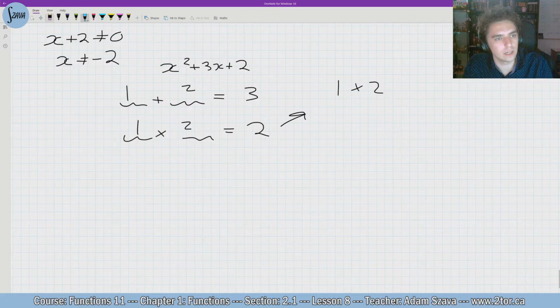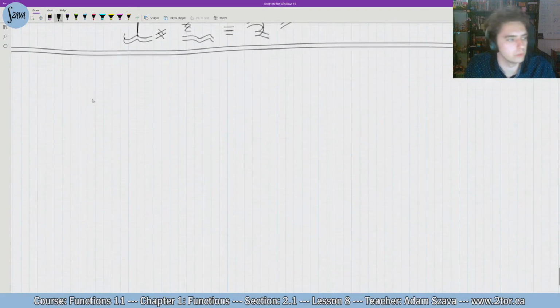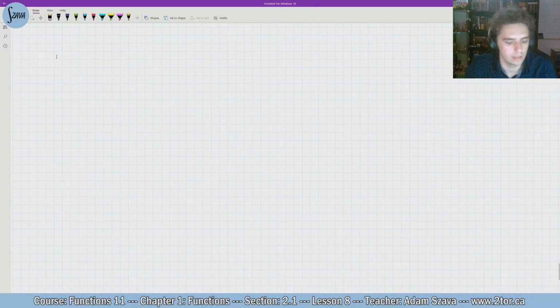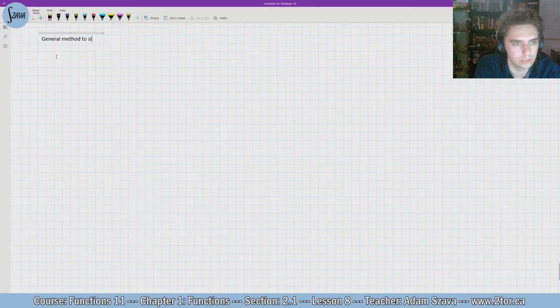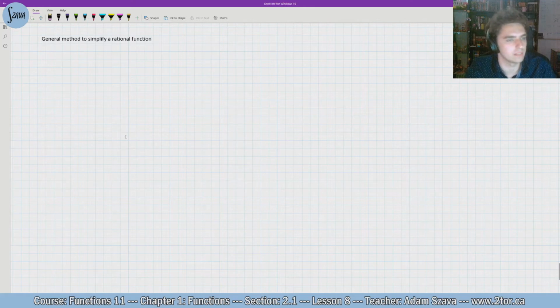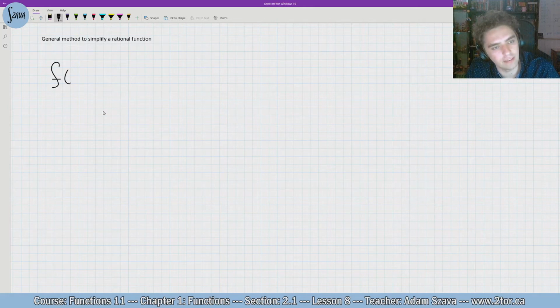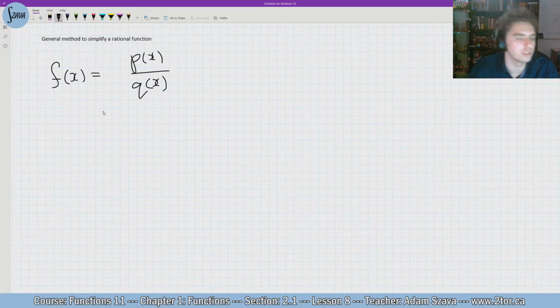Okay, so let's take a look now at a general method to simplify a rational function. We're going to go through 3 examples of this. First of all, we have some function f of x equals p of x over q of x. Every rational function is in this form. So step number 1 is to factor p of x, and factor q of x.